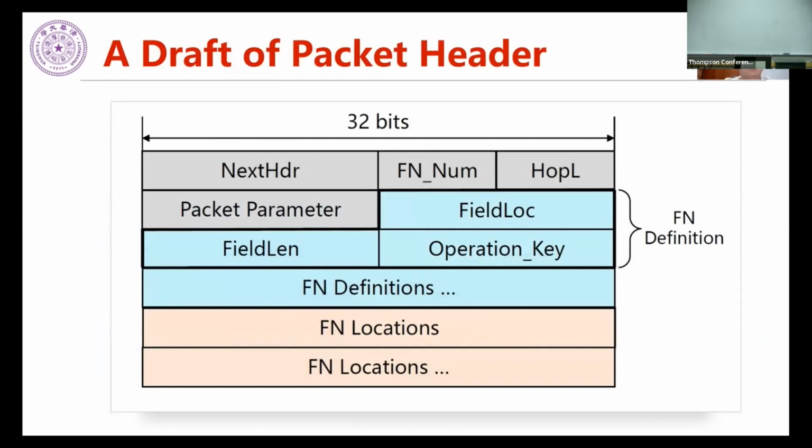With this primitive, we propose a new draft of the packet header, as shown in the slide. The packet header includes three parts: the basic header, as shown in green, the field operation definitions, as shown in blue, and the field operation locations, as shown in orange.